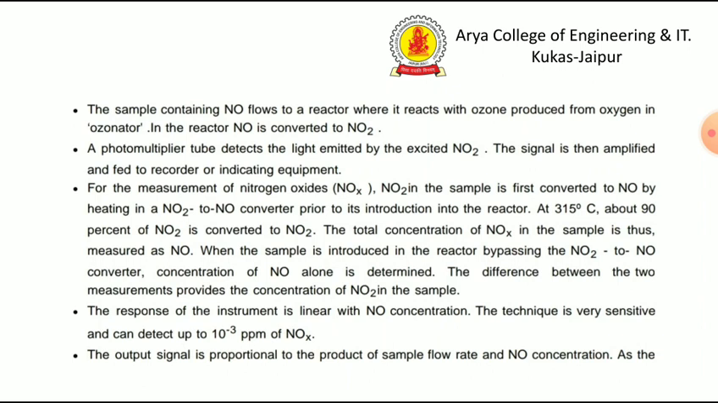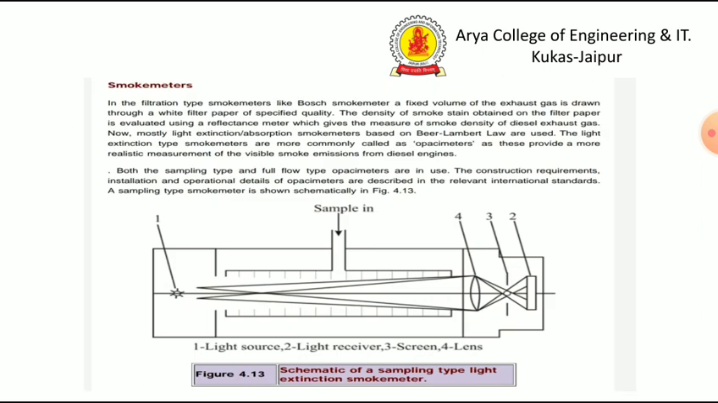So this is the way in which the chemiluminescence analyzer works. Next is the smoke meter. In the filtration type smoke meter, like the Bosch smoke meter, a fixed volume of the exhaust gas is drawn through a white filter paper of specified quality. The density of the smoke stain obtained on the filter paper is evaluated using the reference meter, which gives the measure of smoke density of diesel exhaust gas.